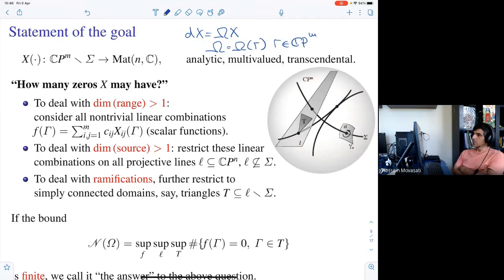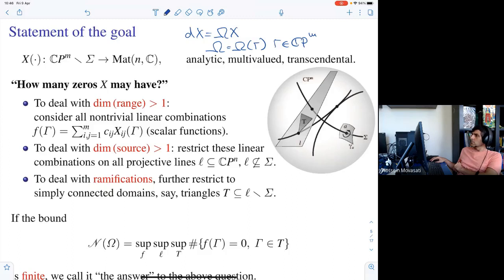And we have to face the problem of multivaluedness, because even if we somehow manage to reduce things to one dimension, we would have to choose branches of analytic functions so that we would be able to count their zeros. So we do this in the most straightforward way.